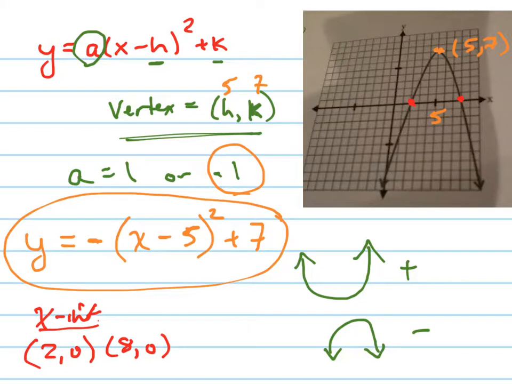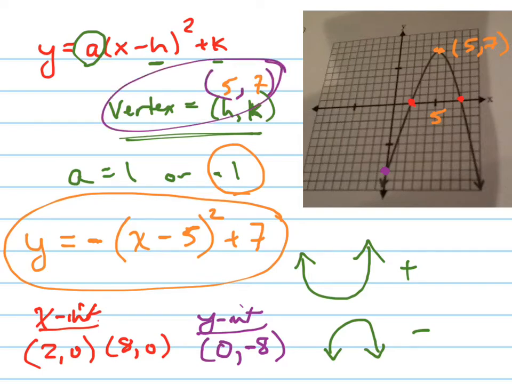Remember, the y-intercept is where it crosses the y-axis. How many y-intercepts are there? 1. Just one. It's right there. And the y-intercept is (0, negative 8), because the x coordinate is 0. And then the other thing they wanted was your vertex, which we already found to be (5, 7). That's your vertex. So those are the important points on the graph of our parabola.